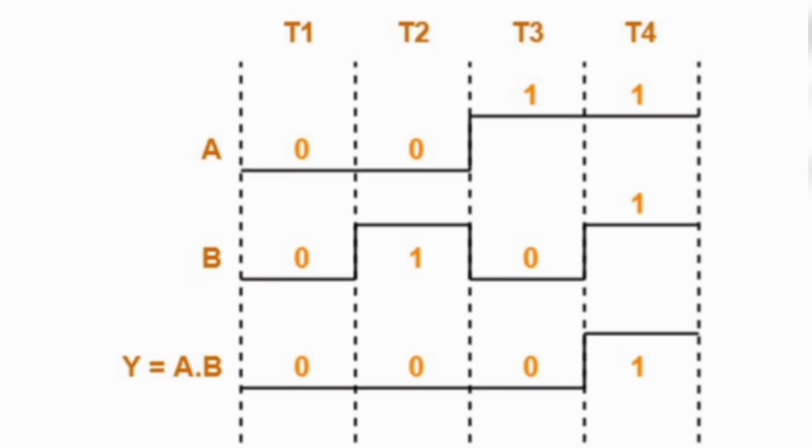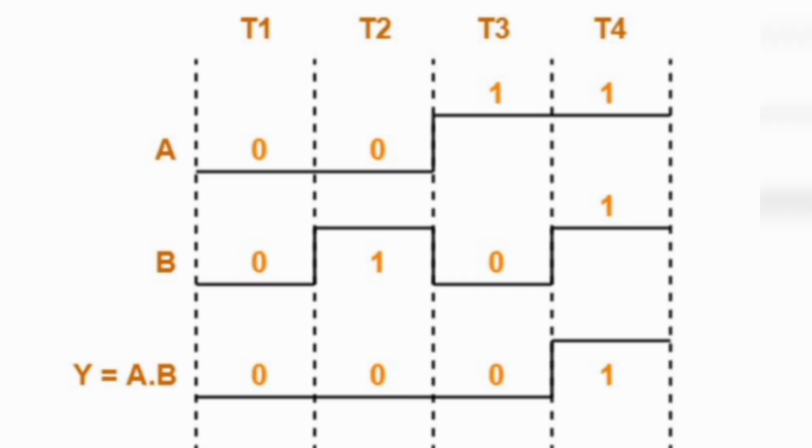Coming to the timing diagram, we draw this diagram based on our inputs and our output. In time period t1, the input for A is 0, for B is also 0, and we get output also 0. Similarly, in time period t2, A is 0 and B is 1. Based on those, we write what the output is. We draw it here beside Y.